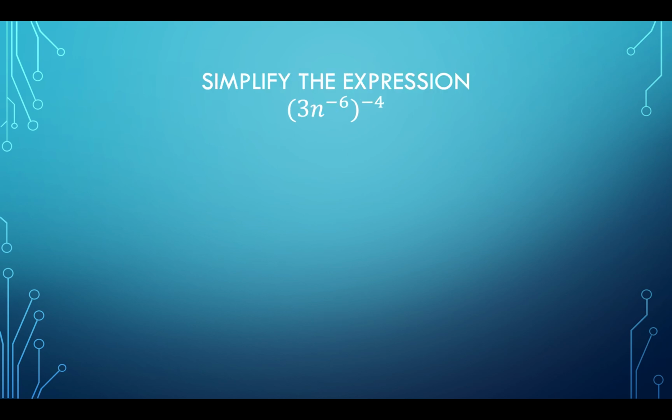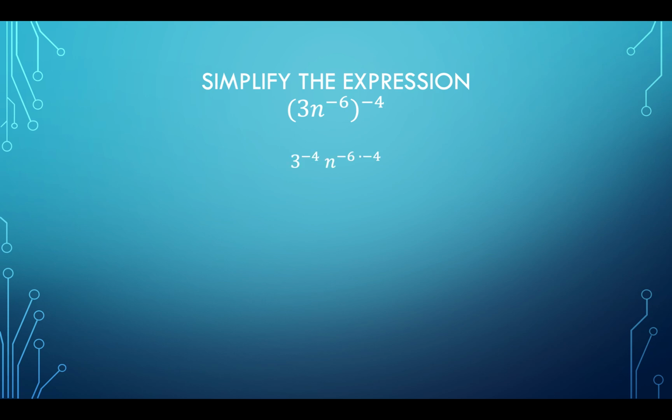So now let's simplify this expression. Now instead of just giving you a variable, now I'm throwing in an extra number. So now we have, in parentheses, 3 times n to the negative 6, close the parenthesis, to the negative 4th power.